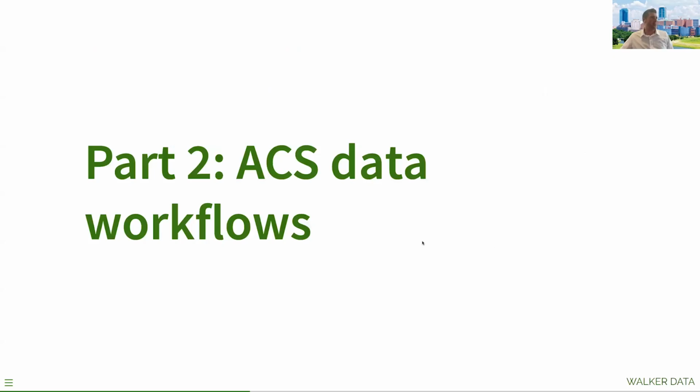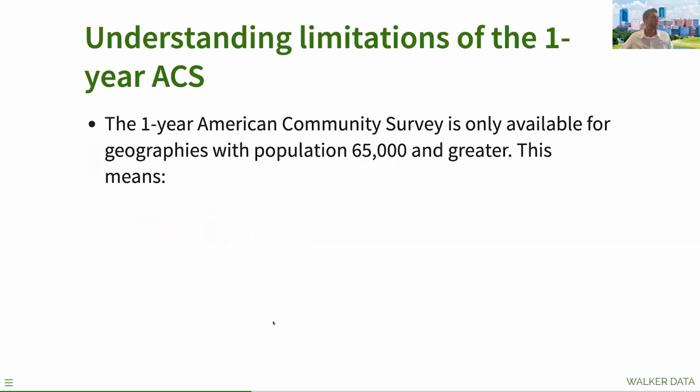Taking a look here, let's move on to part 2 and look at some ACS data workflows. We mentioned before the 1-year ACS versus the 5-year ACS. The 1-year American Community Survey is fantastic for getting you as up-to-date data as possible.